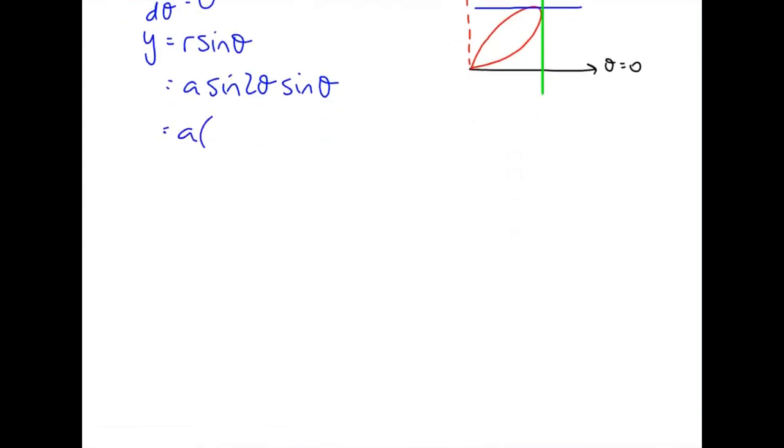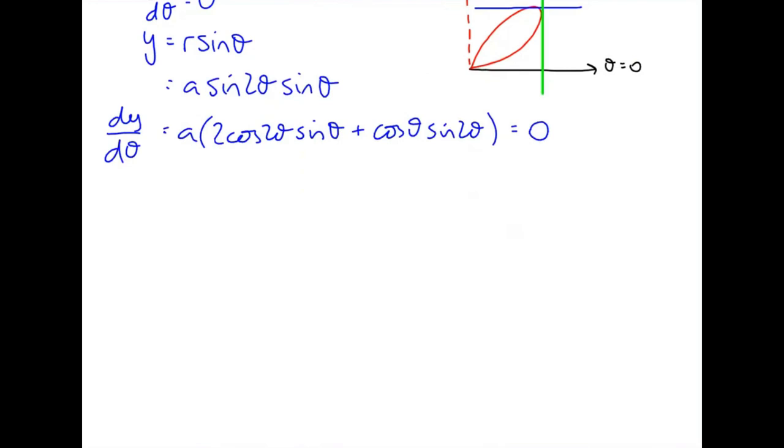So again, I'm going to put the a on the outside and then use the product rule on these two things. Differentiating sine 2 theta goes to cos, times by the 2, so I get 2 cos 2 theta sine theta. Differentiating the sine theta goes to cos, so I get cos theta sine 2 theta. Now that it's all in terms of theta, that was dy by d theta. I'm setting this equal to 0 and solving this. I am going to need to use double angle formulae now.